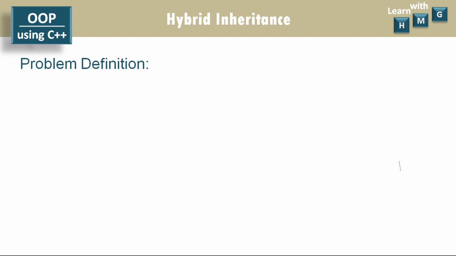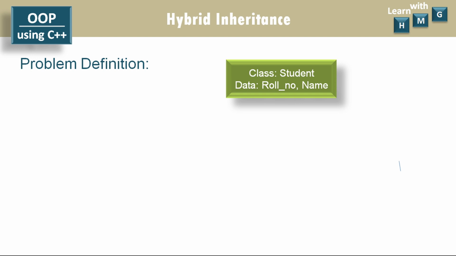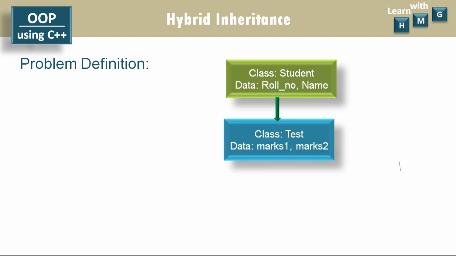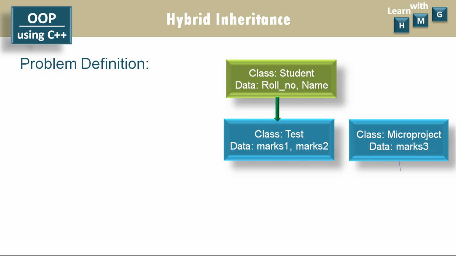Let us go for the C++ program, and the problem definition is like this. First of all, the diagram is given: there is one class student having data members roll number and name. From student class, the test class is derived having data members marks1 and marks2. So marks1 represents test1 marks and marks2 represents test2 marks, the marks of two tests. There is a microproject class which has only one data member, that is marks3, the marks of microproject.